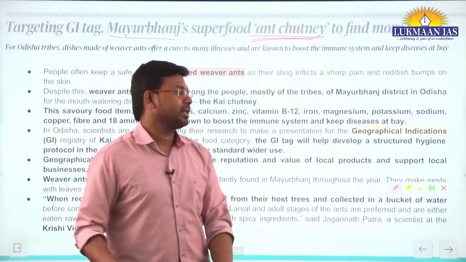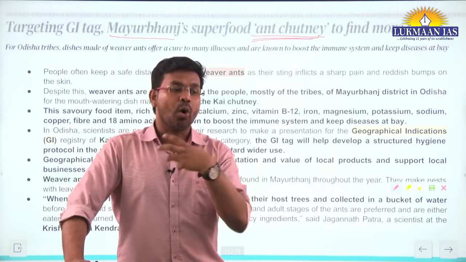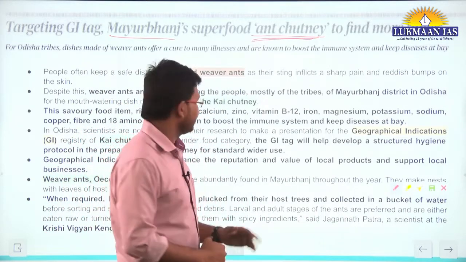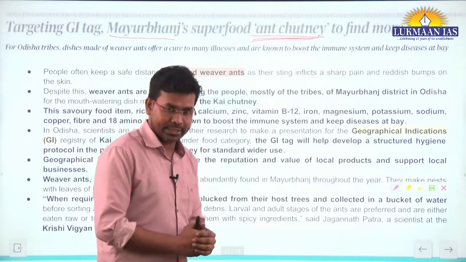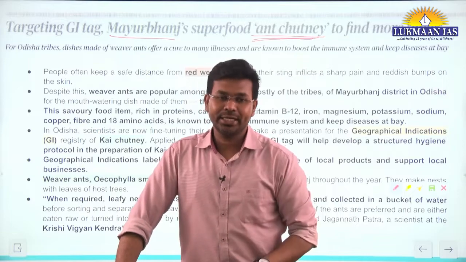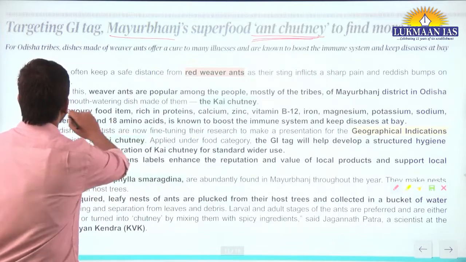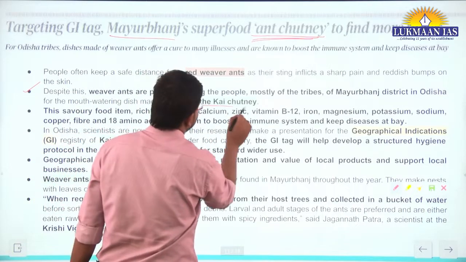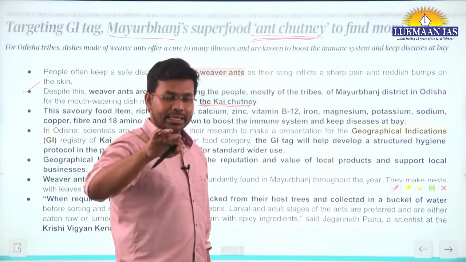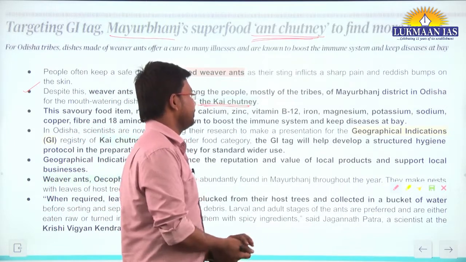They consider this chutney to be a one-stop panacea, something that can cure all sorts of diseases. That's why people from the Mayurbhanj district have applied for a geographical indication tag for the ant chutney that they prepare. This chutney is also known as kai chutney, because of the variety of the ant. There are 3 varieties of the ant, and they are known as kai. So this chutney is known as kai chutney.